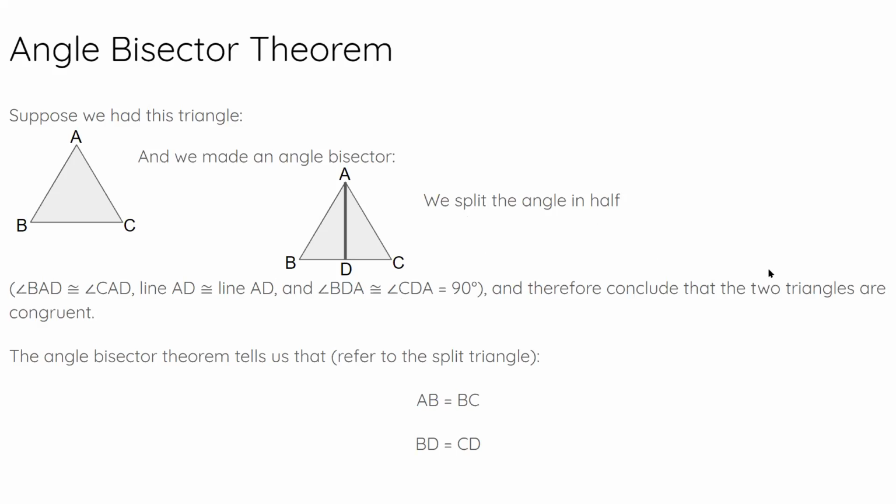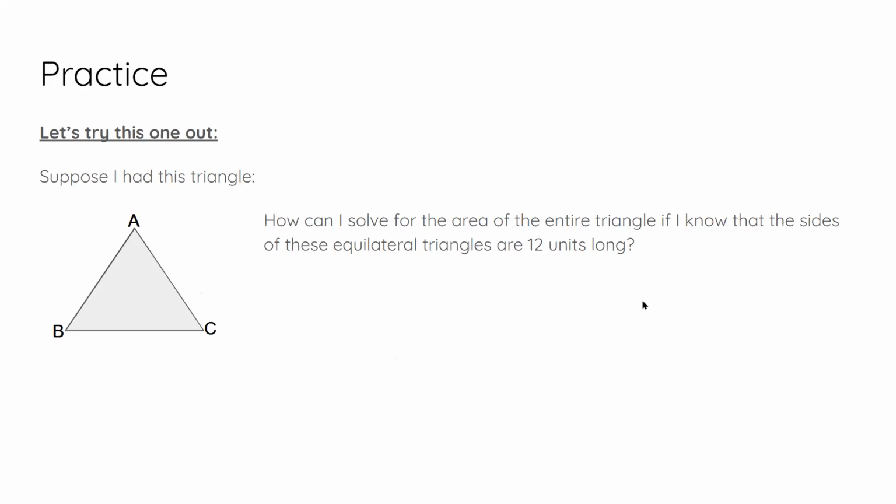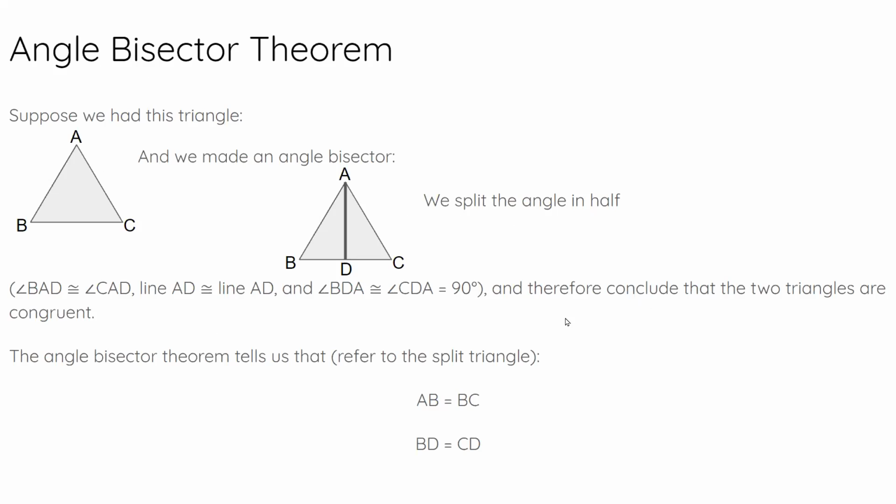So this angle bisector theorem tells us that side AB equals side BC and side BD equals CD. Refer to the split triangle. Yeah, I'm talking about the split triangle.